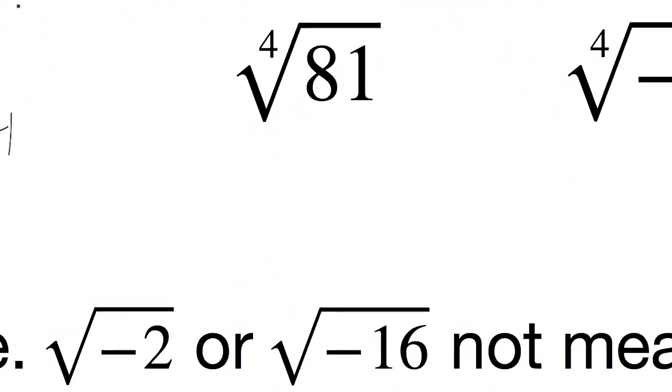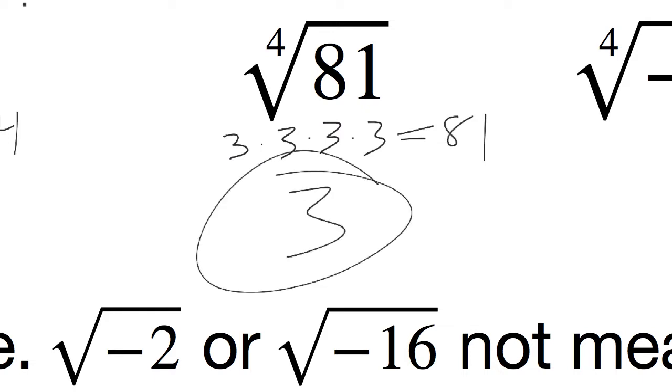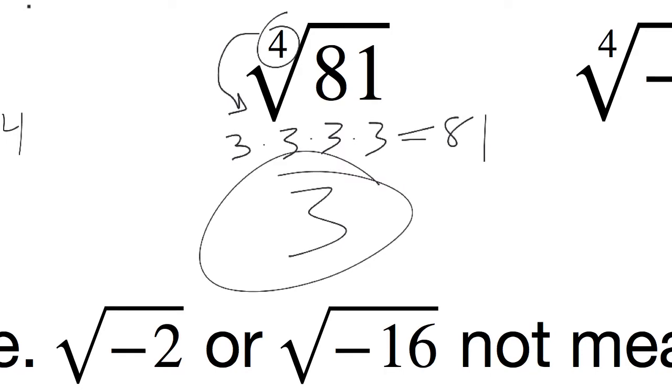What number times itself 4 times is 81? 3 times 3 times 3 times 3 is 81. So the answer is 3. 4 times, people. Wow, you could put really any number you want in there.